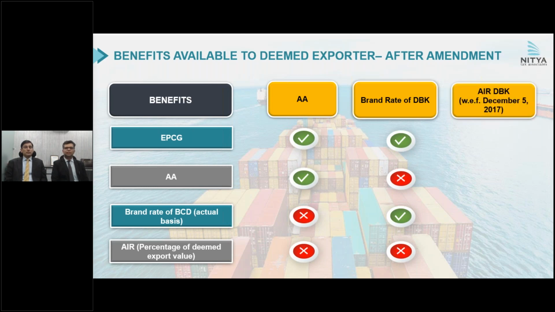Alternatively, with this recent amendment, an exporter who wishes to claim EPCG and benefit on all industry rates cannot claim benefit of advance authorization or brand rate of drawback. To summarize, EPCG benefit is available in all cases. In addition to that, an exporter can get either advance authorization, brand rate of drawback, or industry rate of drawback. And an exporter should do a cost benefit analysis of each of these options and then choose the one which suits him best.